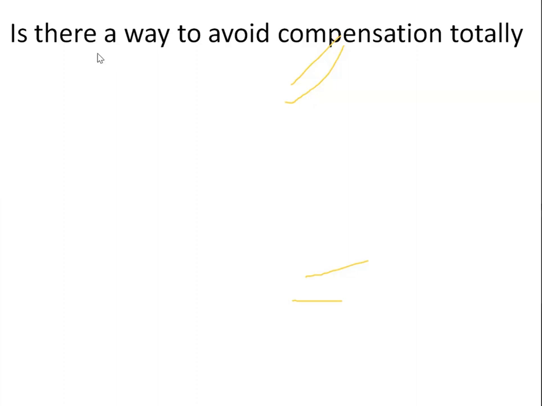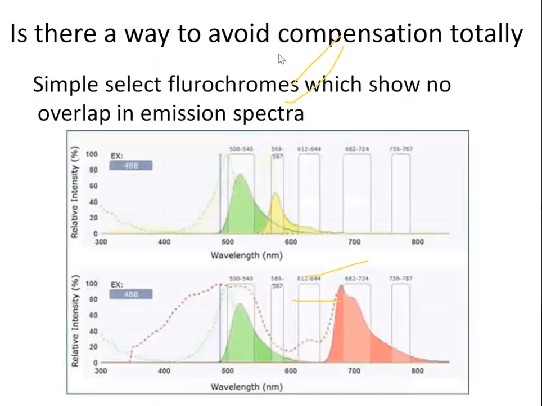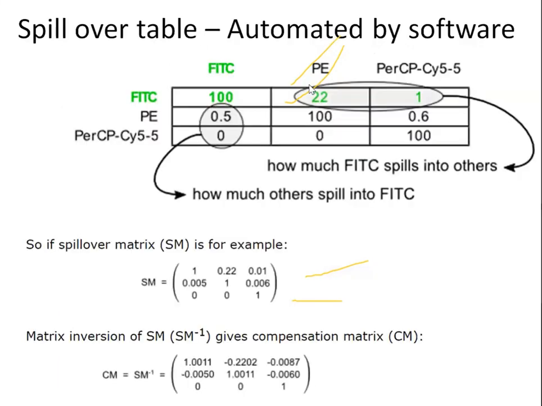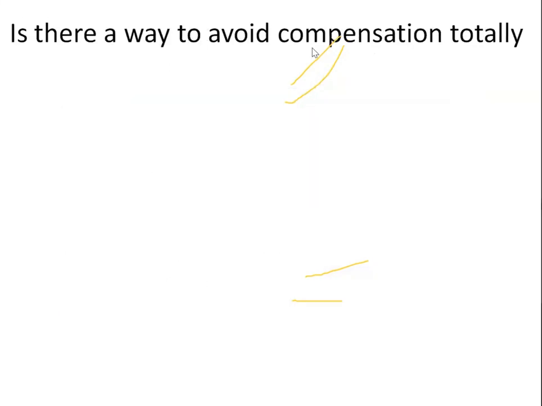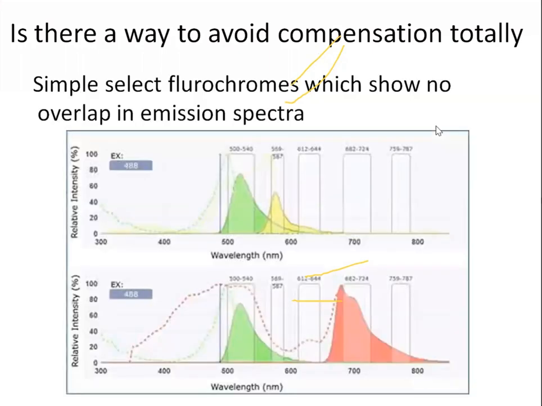So I'll go ahead. Is there a way to avoid compensation totally? Any answers? There is a way to avoid compensation. See, I'll tell you why compensation has to be done: because spillover is happening. Now, if I use fluorochromes which do not have spectral overlap, then spillover will not happen. Then I need not do compensation.